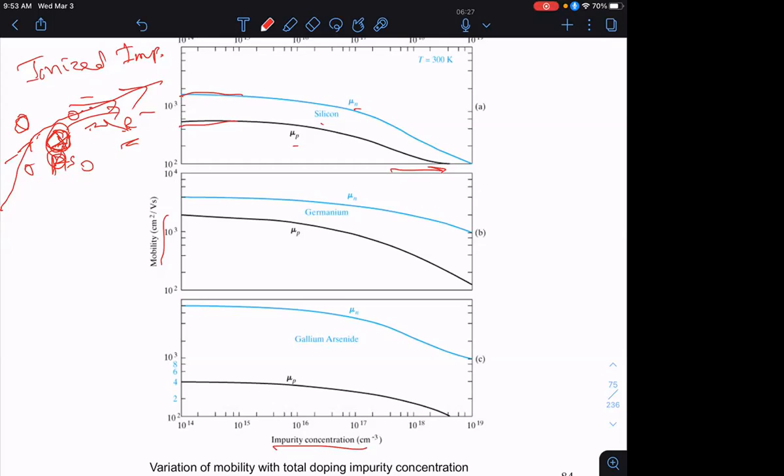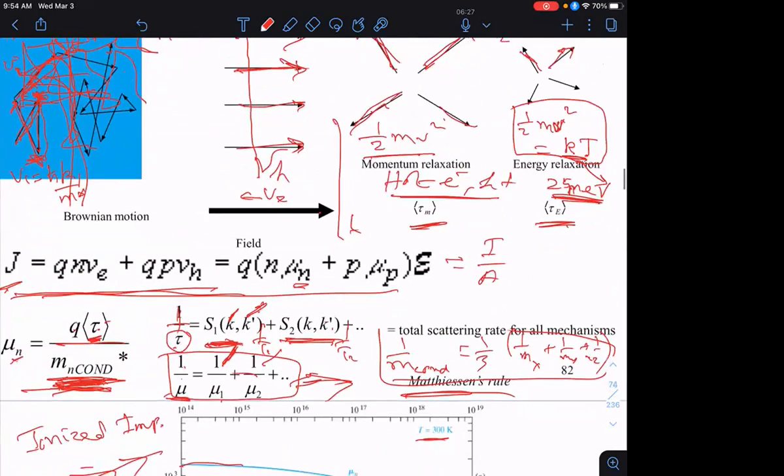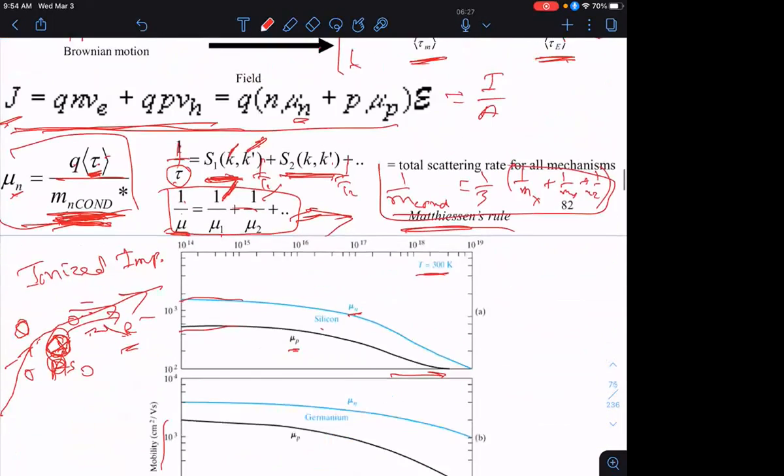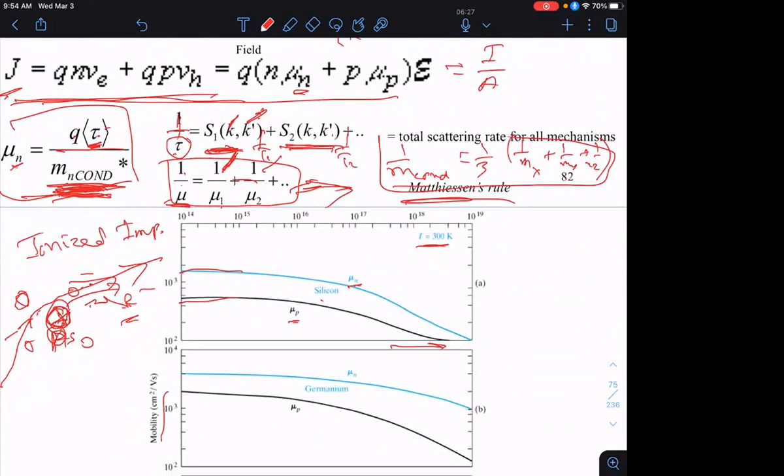All right. Now let me ask you a few other questions. So this is mobility at room temperature, 300 Kelvin. Now I see that the mobility for electrons is higher than the mobility for holes in silicon. Any guesses as to what that might be? To understand that, you have to look at the expression for the mobility. So why do you think I have higher mobility for electrons than for holes in silicon? What could be the reason?